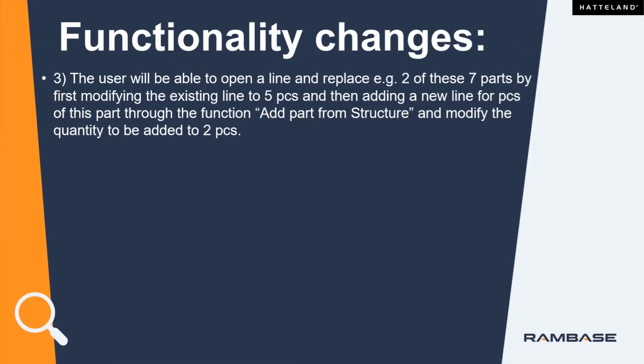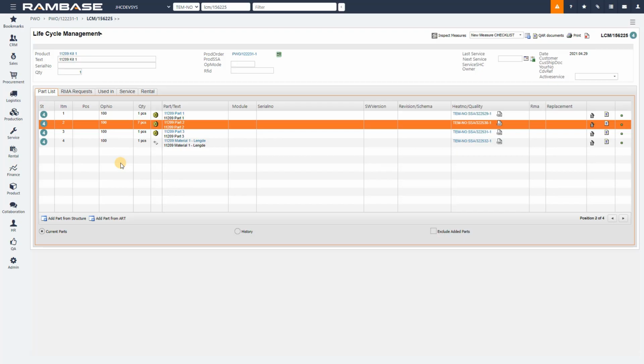With these new changes, the user will now be able to open up a line and replace, for example, 2 of these 7 parts by first modifying the existing line to 5 pieces and then adding a new line for 2 pieces of this part through the function add part from structure, and then modify the quantity to be added to 2 pieces. So now we are in RamBase, and I will start off by showing you the fields I was talking about previously.